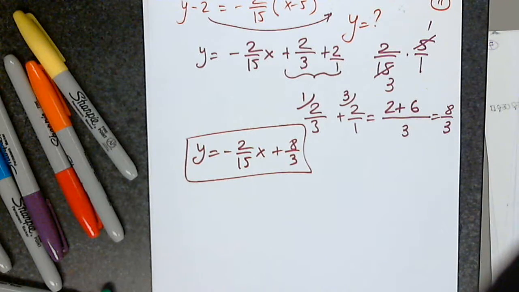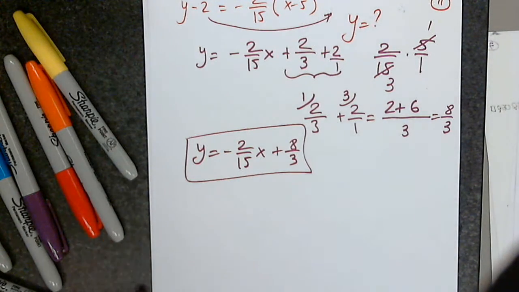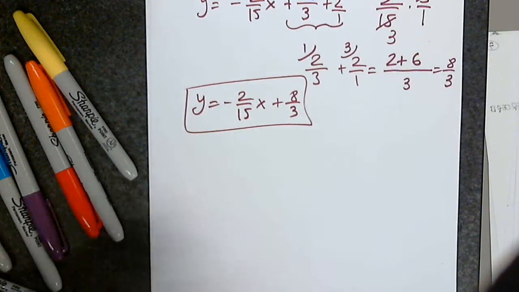Again, what did we just determine? What does this represent? It represents the equation of the line passing through 5, 2, and that's exactly what it means. Let's look at parallel and perpendicular lines.